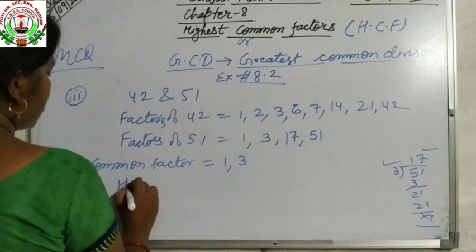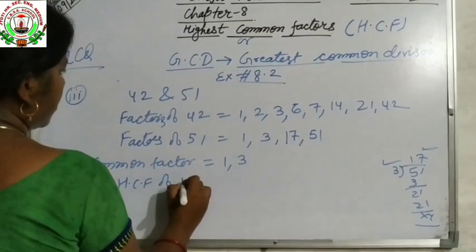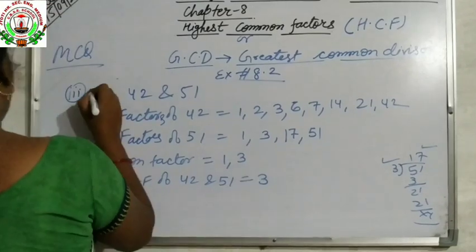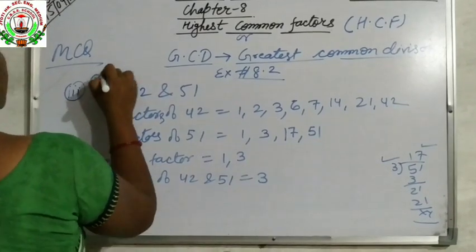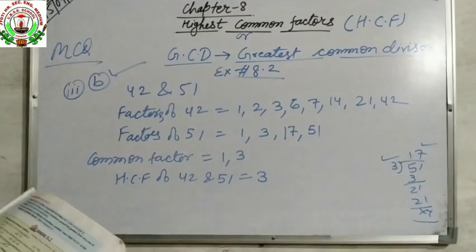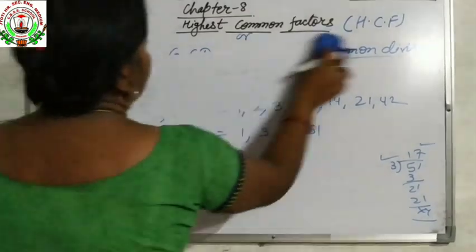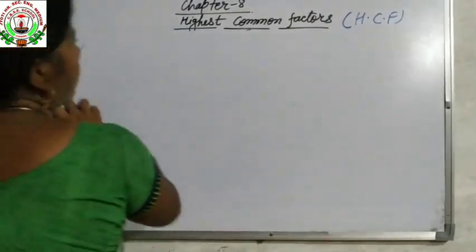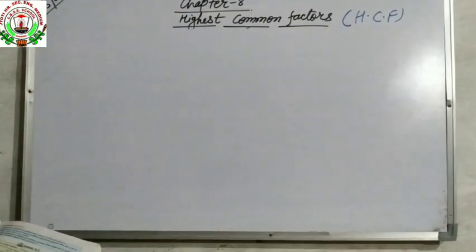So the HCF of 42 and 51 is equal to 3. Which is your correct answer? It is number B. B is the correct answer. So we have completed the MCQ. Now next we will see question number 2.